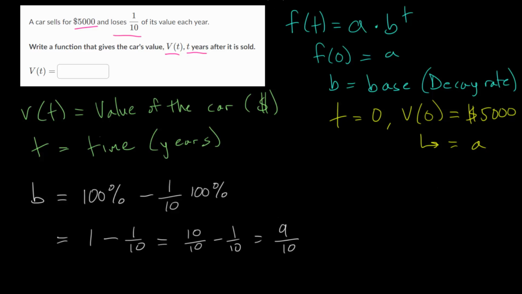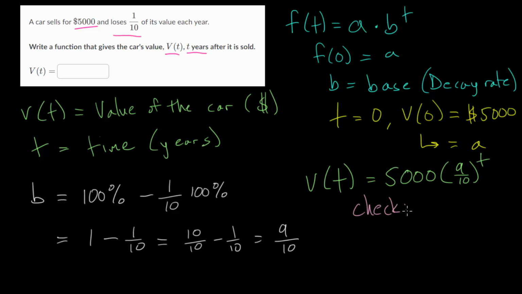And we could make a quick table here. Actually, let's do that at the end. Since we found our base and we found the starting value, we can just apply that into our formula now. So v of t is equal to 5,000 multiplied by that base. Let me just rewrite that. That base of 9/10, all raised to the t power. And this is what we think is our answer, but we want to double check our work.